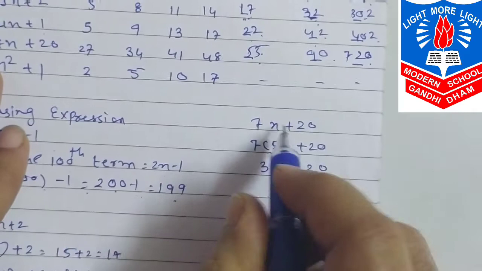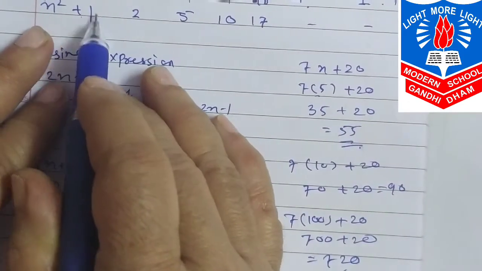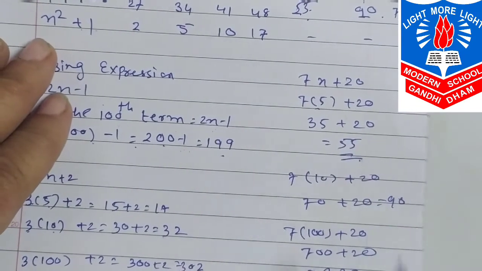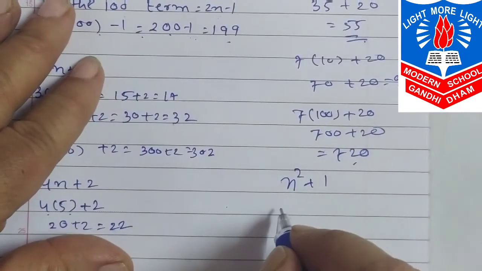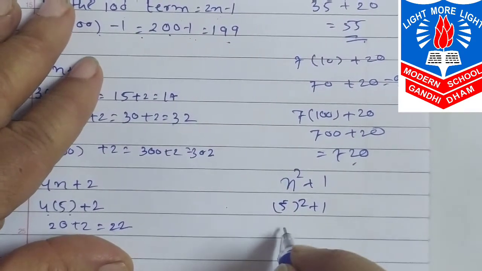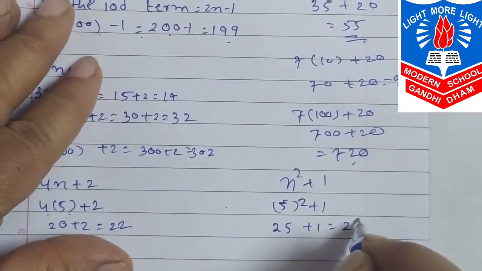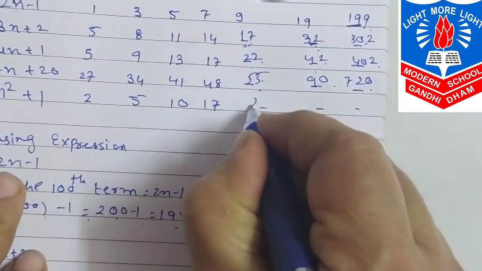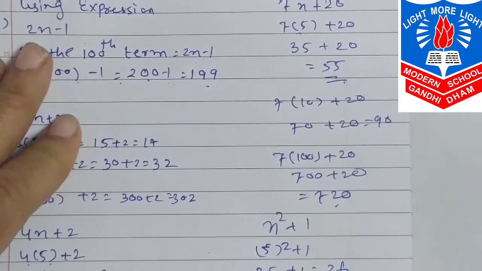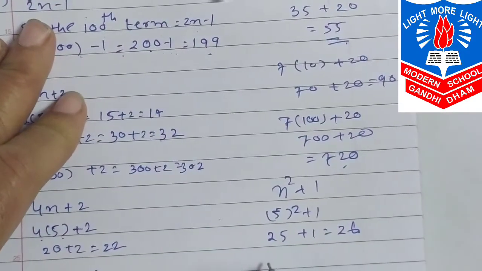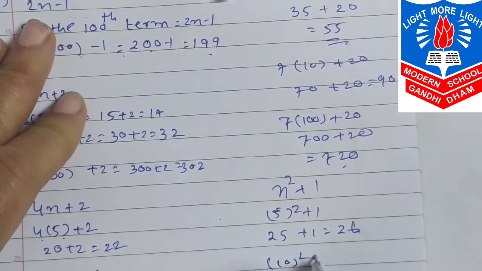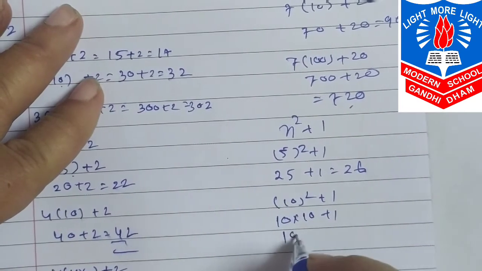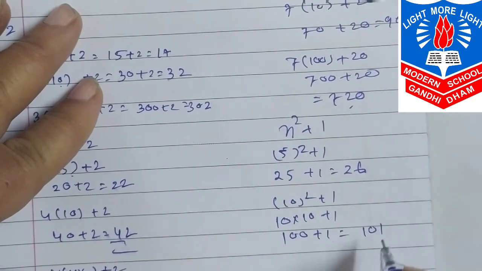That is 720. Then the last one, which expression is it? n square plus 1. In that also the value of fifth. So 5 square plus 1 it means 25 plus 1 that is 26. So how much will come in the first here? In n square, that is 26. After that, that is the 10th value. So 10 square plus 1. 10 square it means 10 into 10 plus 1. So 100 plus 1 is equal to 101.